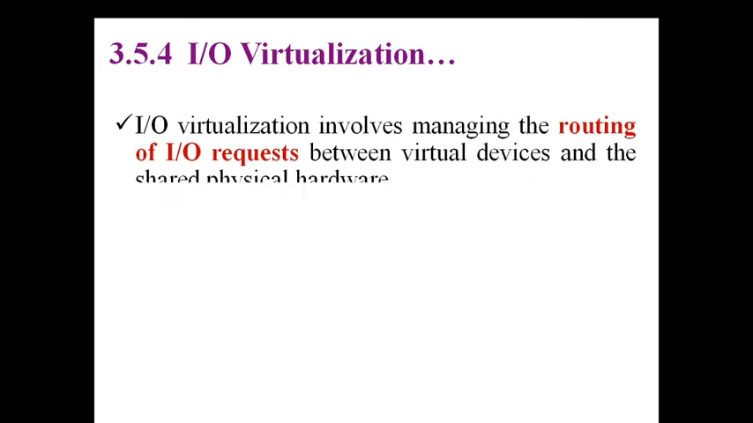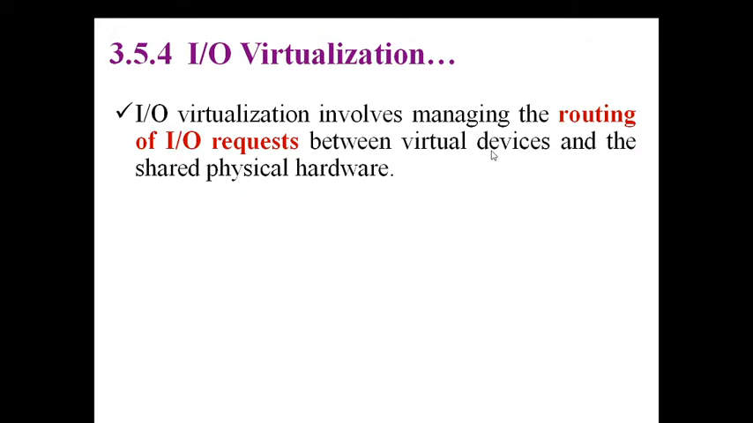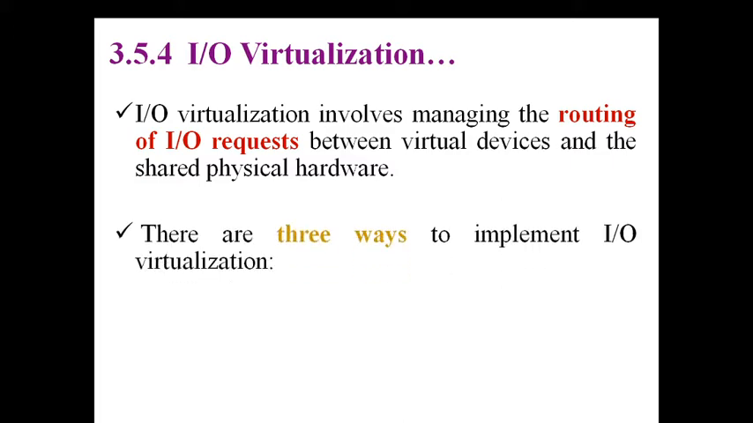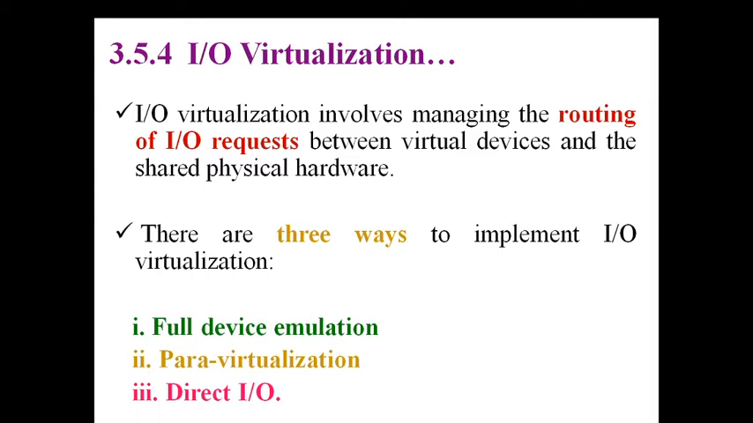This can be done in terms of three categories. First of all, what does IO virtualization involve? Managing the routing of IO requests between the virtual devices and the shared physical hardware. Between the virtual devices means those operating systems, that is the guest OS, and our original OS and the hardware. Those also have to take care of our original and host OS. So how this can be done is in terms of three categories: full device emulation, para virtualization, and direct IO.